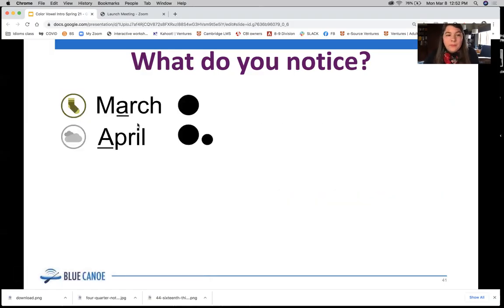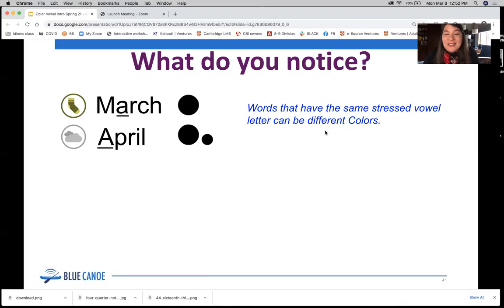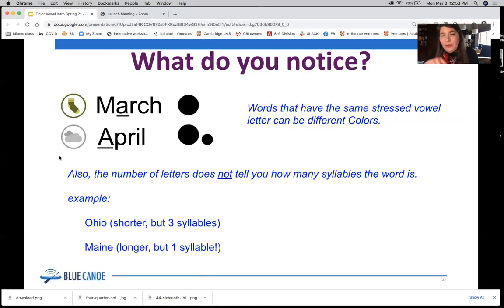One more. March and April. This is an A, this is an A. They're both stressed. Words that have the same stressed vowel letter can be different colors. It's not March and April or March and April. These are different. March and April. Same letter, different sounds.